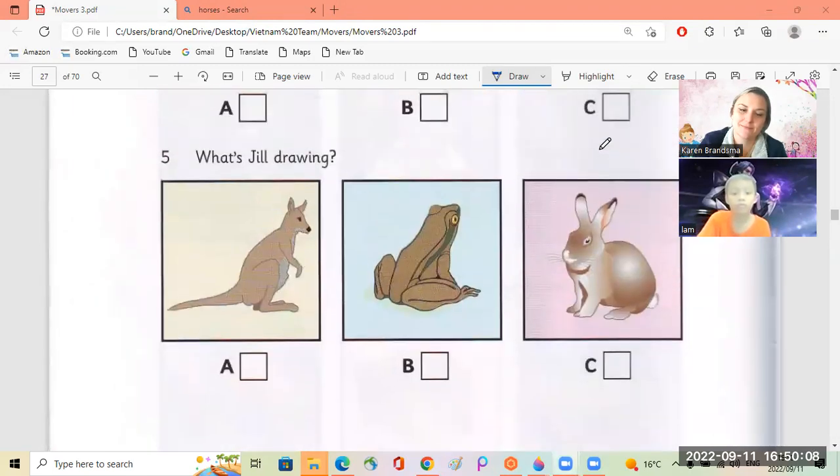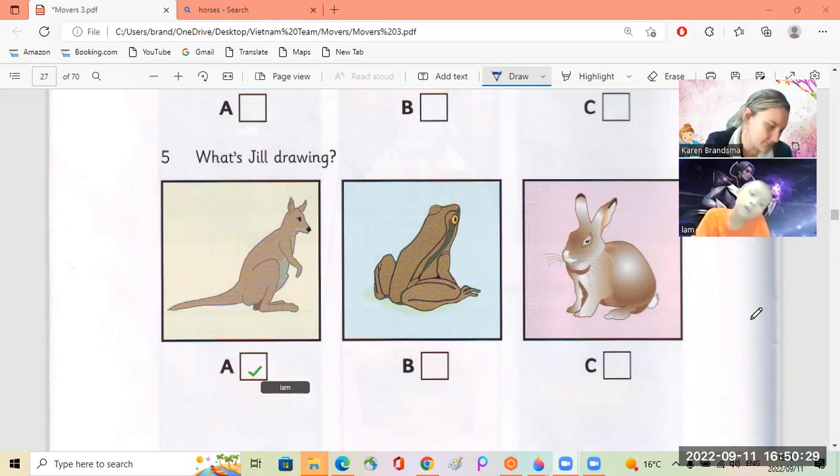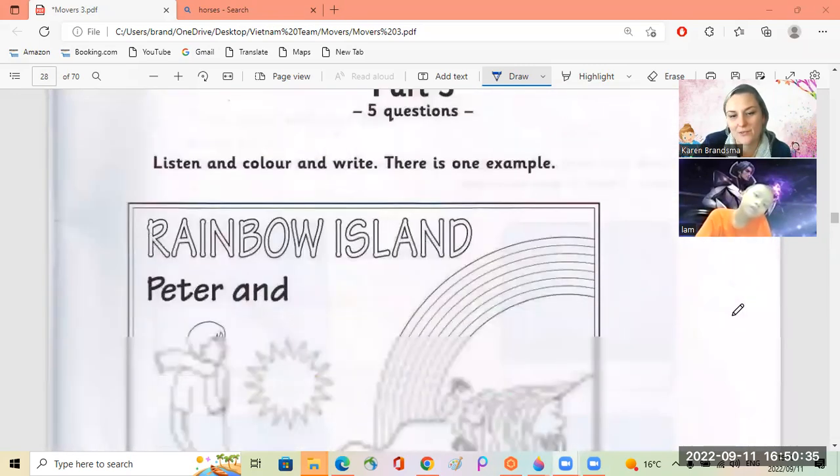Five. What's Jill drawing? What's that in your picture, Jill? A rabbit? Where? This animal here, on the grass. Can't you see? It's a kangaroo. Look, that's its baby. Oh yes, it's like a frog. Very good. Okay, good job.